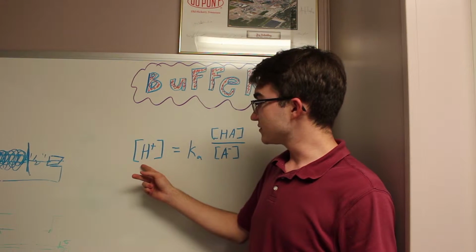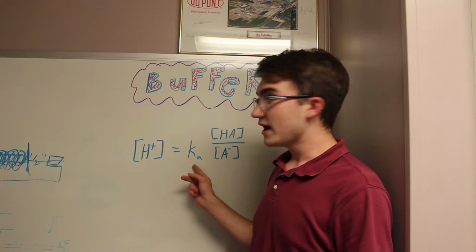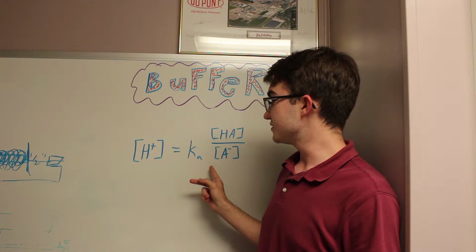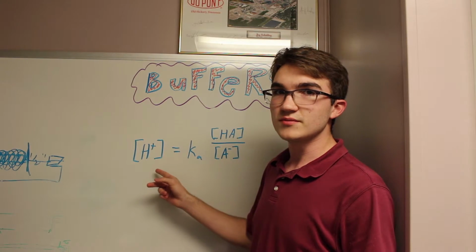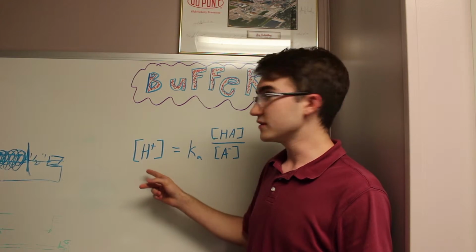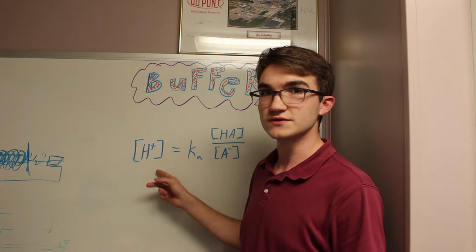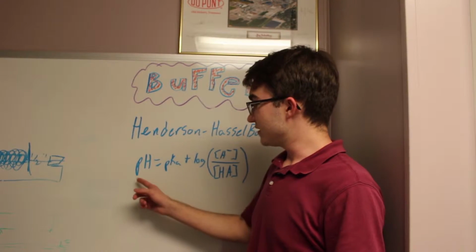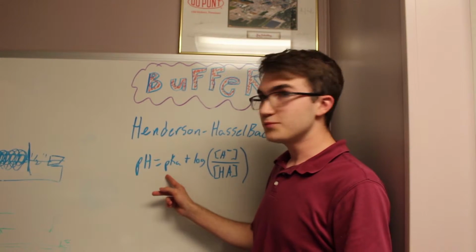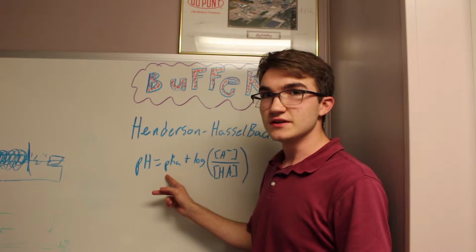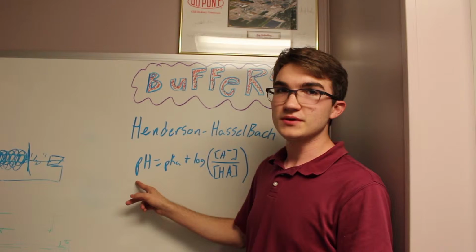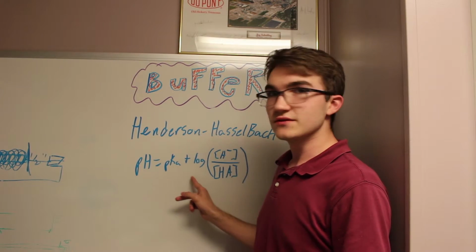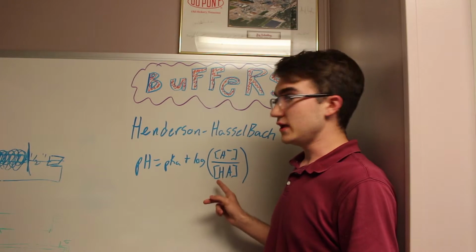So [H+] equals Ka times the concentration of the acid over the concentration of the base. This is commonly used for determining the hydrogen concentration in a buffered solution. Another way of putting that equation is pH equals pKa, which is the negative log of Ka, just like pH is the negative log of the concentration of the hydrogen ions, plus the log of the base over the acid.